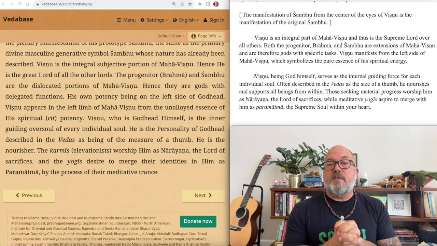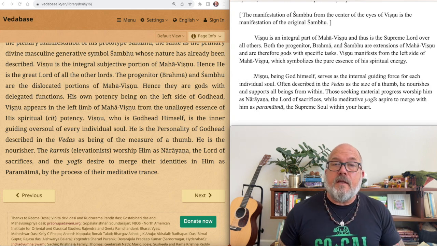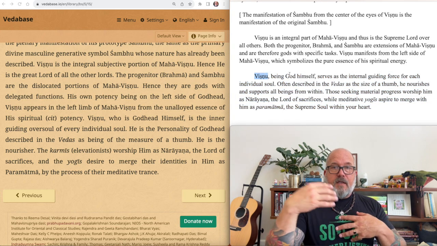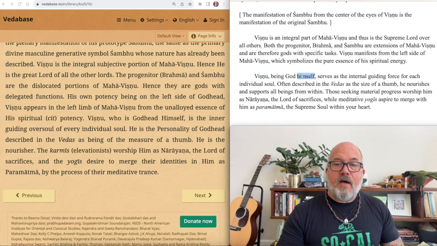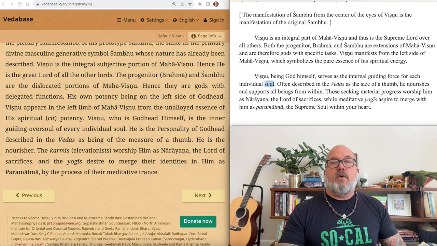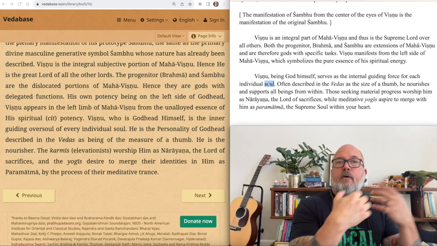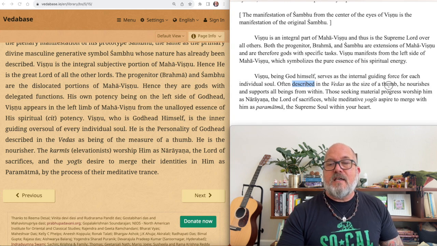Okay, friends, the purport is pretty straightforward. We've discussed it a lot. You've heard it many times, and you will read it in your reading assignment. This last paragraph is interesting. It says, Vishnu, the manifestation from Mahavishnu's left arm, being God himself, serves as the eternal guiding force for each individual soul. As people say, God in the heart, he's also the guide that helps bring us out of this material world. Often described in the Vedas as the size of a thumb.